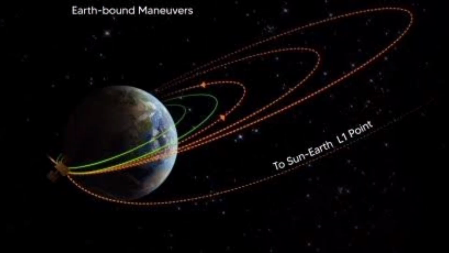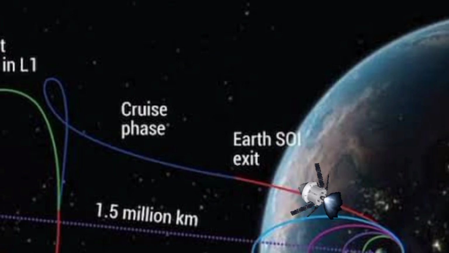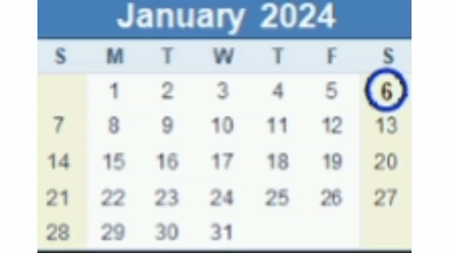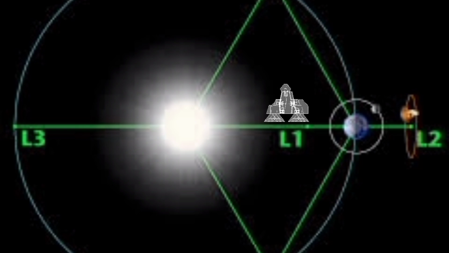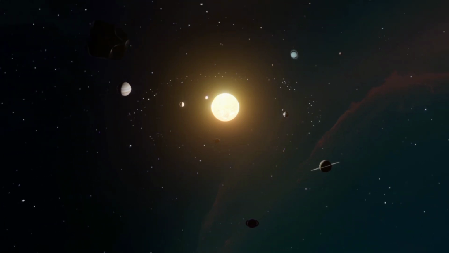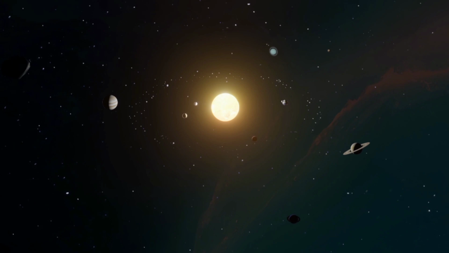Now it will leave Earth's sphere of influence and will enter the cruise phase and finally will reach the Lagrange point 1. Its budget was 370 crores and the duration of this mission is 127 days. It will reach its destination on 6th January 2024 and it will stay at the Lagrange point for 5.2 years and study the sun and will observe the outermost layer of the sun, which is called the corona.